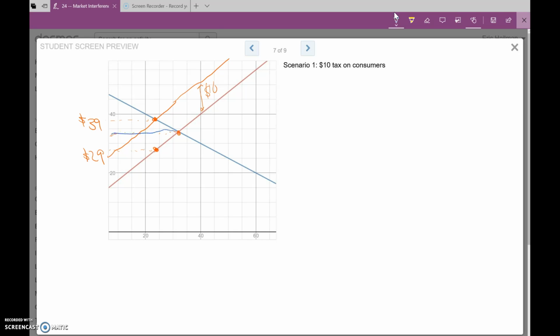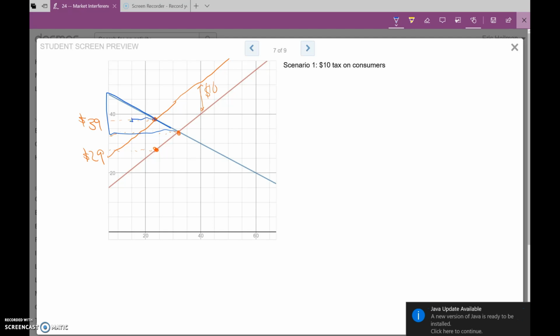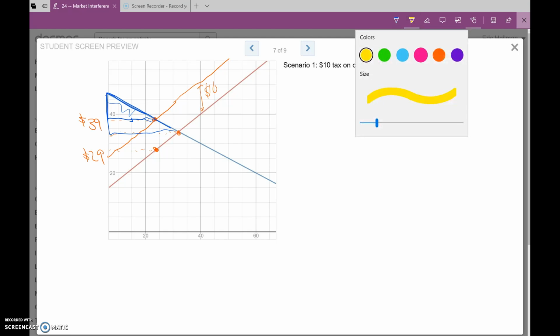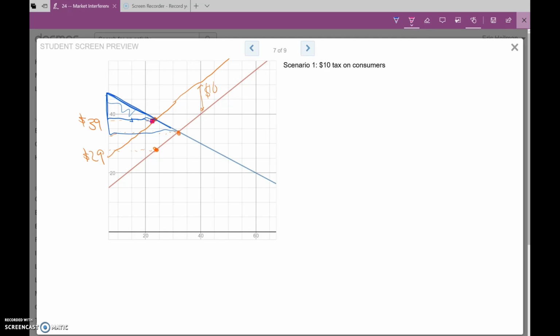So let's start looking through the different surpluses. The original consumer surplus was this blue triangle. The new consumer surplus is, that scared the bejesus out of me. Thanks, Java. New consumer surplus is this smaller triangle, so consumers lost this trapezoid. So that's the change in consumer surplus.